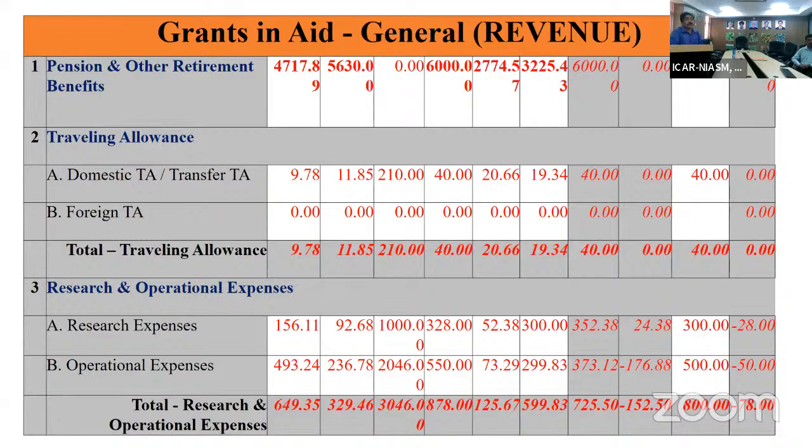Okay. Again, you come to research and operational. Research and operational, this A and B. Here, somewhere you may increase the expenditure, somewhere expenditure may decrease or increase than the budget allocation, but the overall expenditure should be the same within the budget.